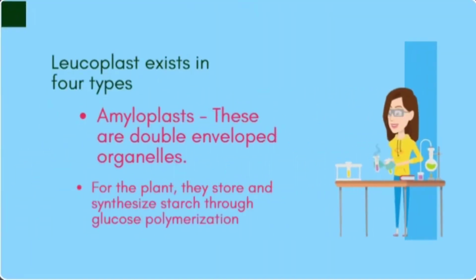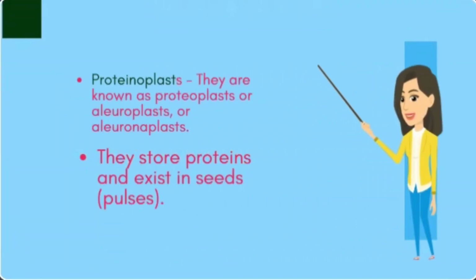Leucoplast exists in 4 types. Amyloplasts. These are double-enveloped organelles. For the plant, they store and synthesize starch through glucose polymerization. Proteinoplasts. They are known as proteoplasts or aleuroplasts. They store proteins and exist in seeds, pulses.